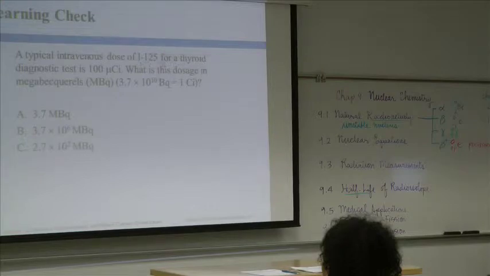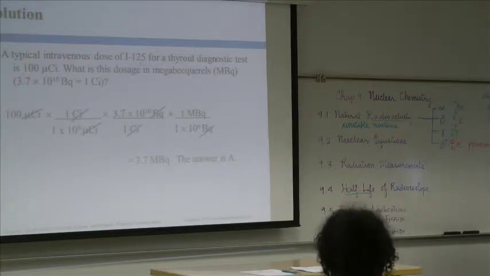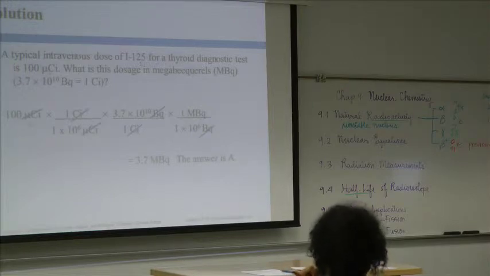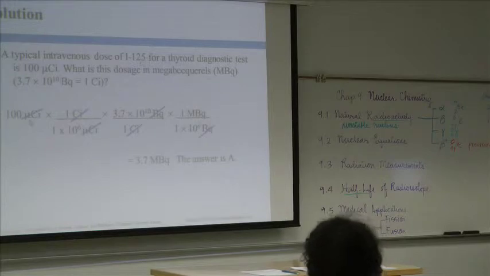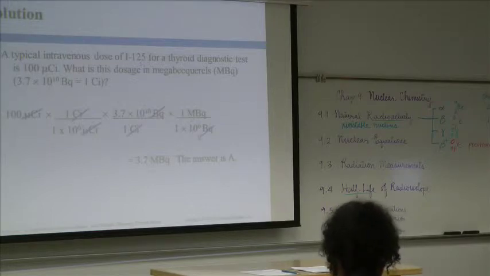So here's a typical question. The dose of iodine-125 for a thyroid is 100 microcurie. What is this in megabecquerels? So 1 curie is 3.7 times 10 to the 10 becquerel. So in the next exam, you want to write down the table earlier. Just like we learned in chapter 1, chemistry measurement, always write down what is given. And then you want to convert it into curie so that then you can get into becquerels and then eventually into megabecquerels, right?